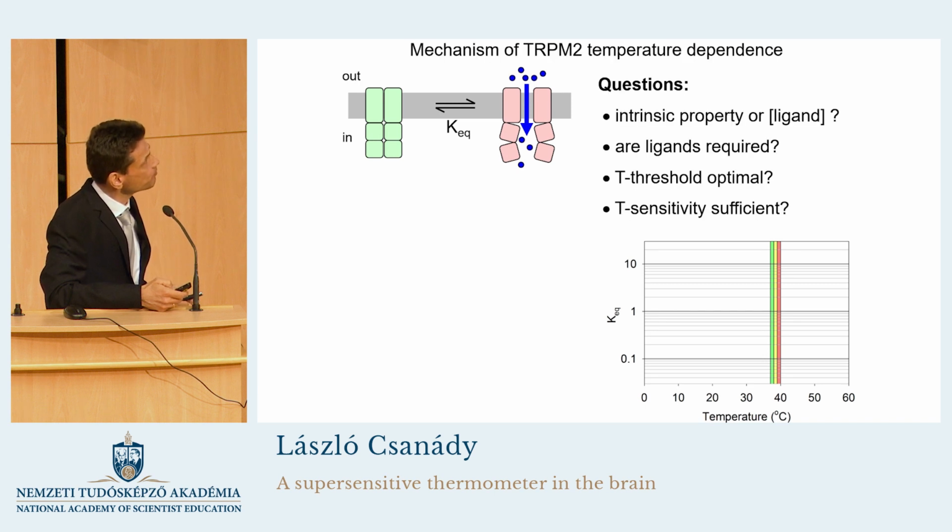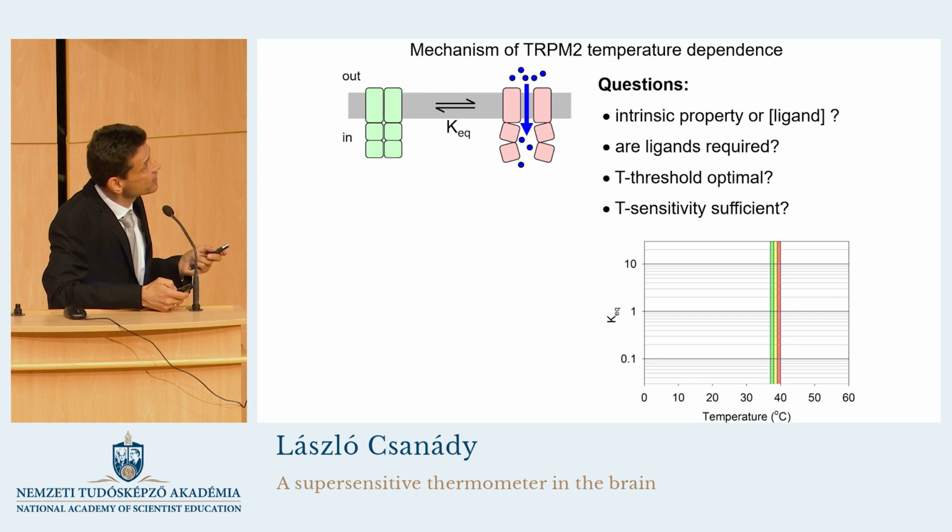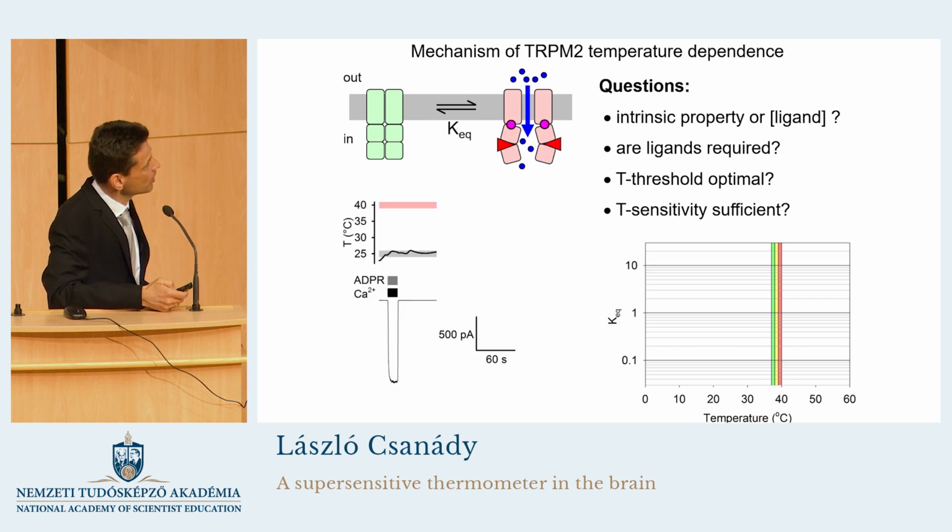Is temperature dependence of TRPM2 an intrinsic property of the protein, or does it just reflect temperature-dependent changes in the concentrations of its ligands? Or are the ligands required at all, or is just heating in itself enough to open TRPM2 channels? And finally, is the threshold and sensitivity of TRPM2 optimal for measuring these tiny fluctuations around 37 degrees?